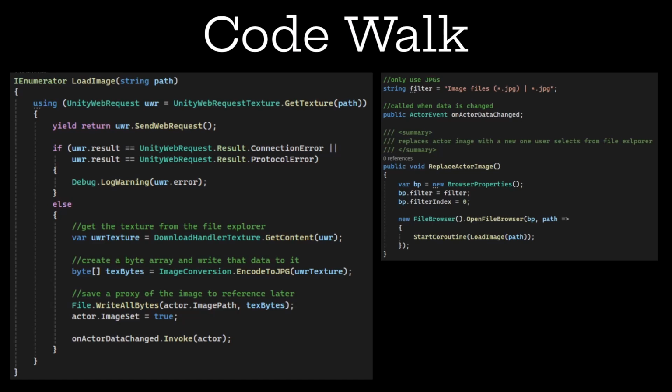Next, this is how we load an image. It's actually kind of interesting. I don't know if this is the quote unquote right way to do it, but it's using local networking. So essentially networking with your own computer.